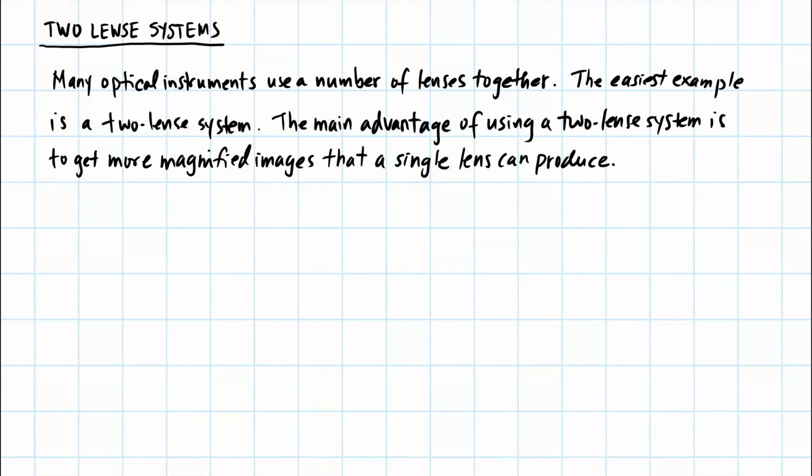Two-lens systems. Many optical instruments use a number of lenses together. The easiest example is a two-lens system. The main advantage of using a two-lens system is to get more magnified images than a single lens can produce. The most common uses of a two-lens system are a microscope and a telescope. Both use two converging lenses.